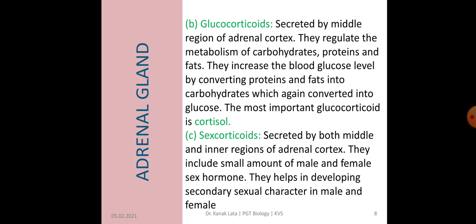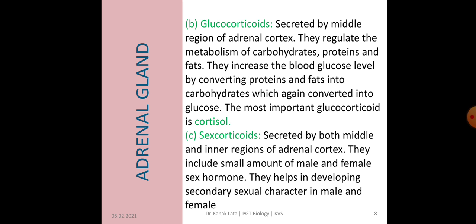Now, next corticoid is glucocorticoids. These hormones are secreted by the middle region of adrenal cortex, and they regulate the metabolism of carbohydrates, proteins and fats, and also increase the blood glucose level by converting proteins and fats into carbohydrates, which are again converted into glucose. Cortisol is the most important glucocorticoid.